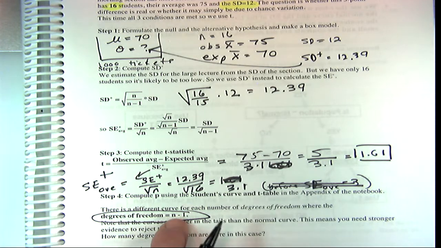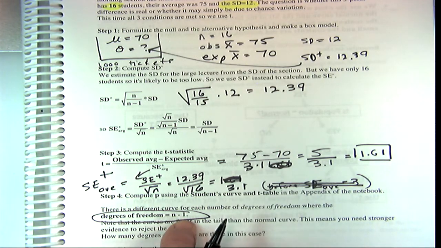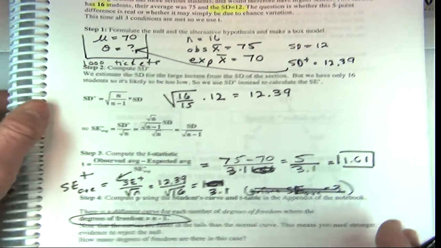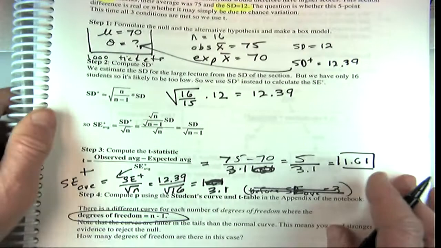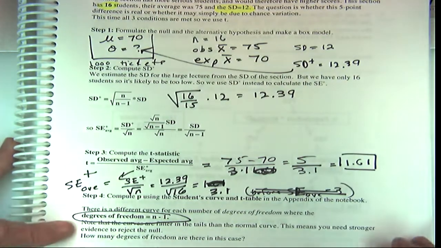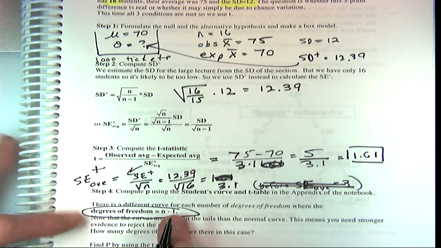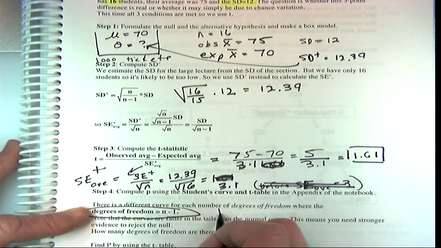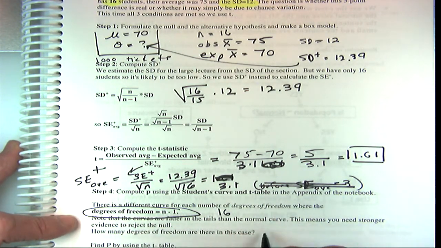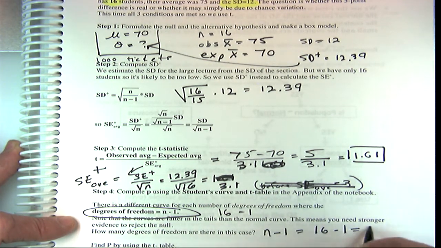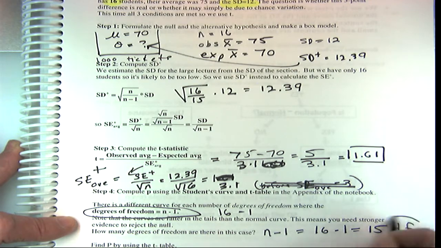And basically, it's n minus 1 because we had one parameter that we used on the way to getting our SD. We had to use the mean. All right, so it's n minus 1. We'll talk about that more, but that means it's 16. How many degrees of freedom? N minus 1. So that's 16 minus 1, which is 15 degrees of freedom.